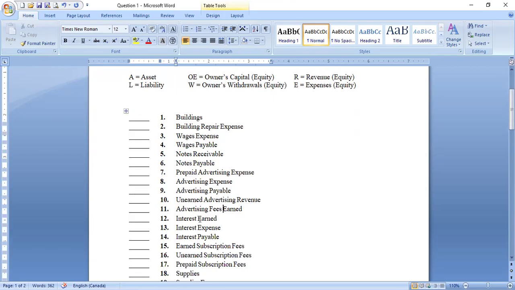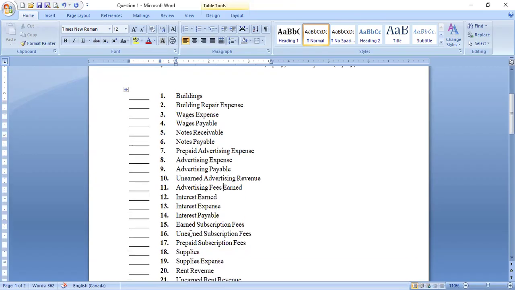Interest earned, clearly revenue. Interest expense, expense. Interest payable. Now watch this. Earned subscription fee. We earn them. Unearned subscription fee, liability. What makes it a liability? Because it hasn't been earned yet. Prepaid subscription fee, asset. And then we can have a subscription expense. That will be expense, right?